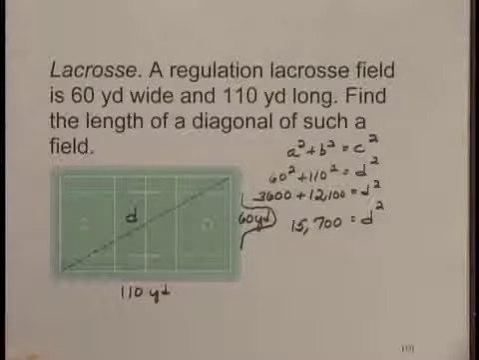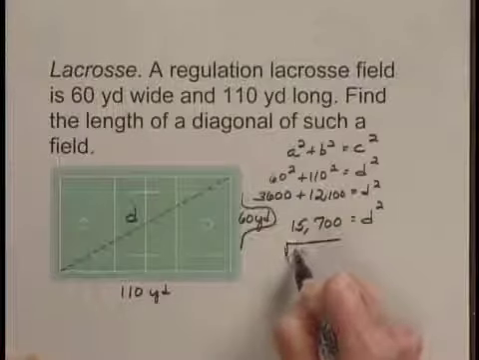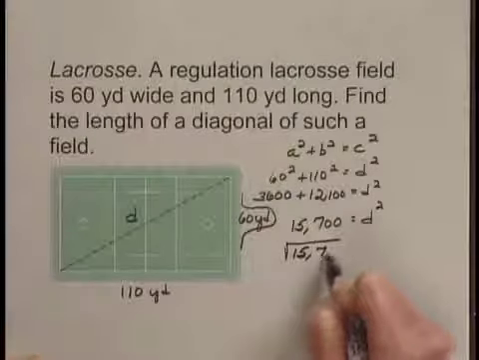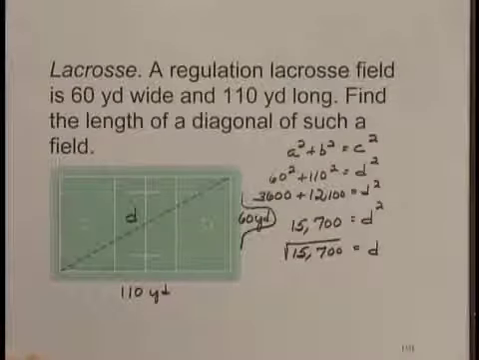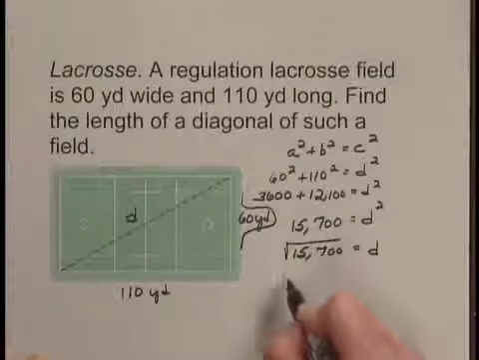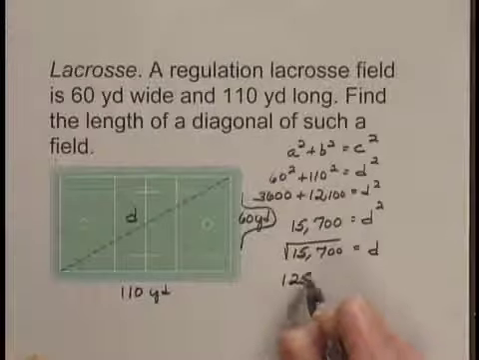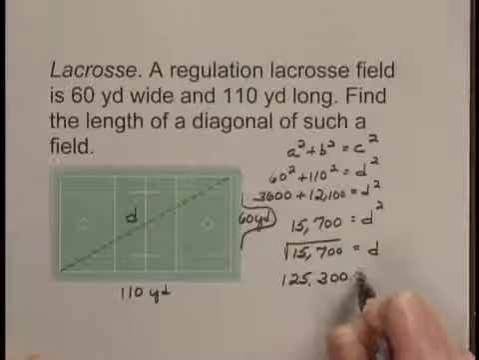And to find an exact answer for D, I can just take the square root of 15,700, and I'm taking the positive square root because this is a distance, so it can't be a negative number. And if I wanted to approximate it, say, to 3 decimal places, I would use a calculator, and I would find that the square root is approximately equal to 125.300.